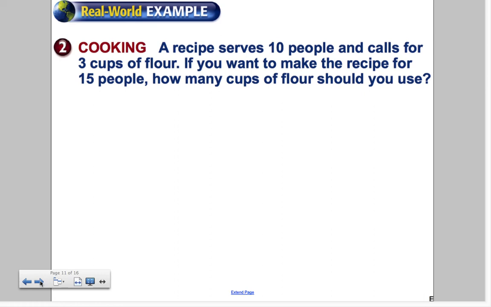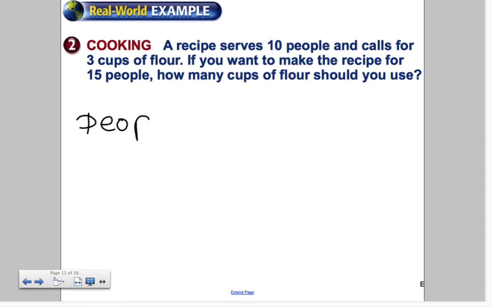Sam, what are we comparing? What's the label? People served in Oh, what the heck? What do I keep doing?